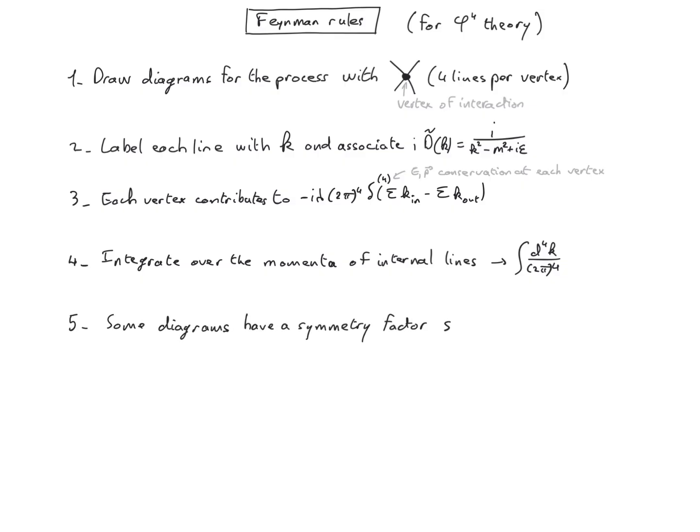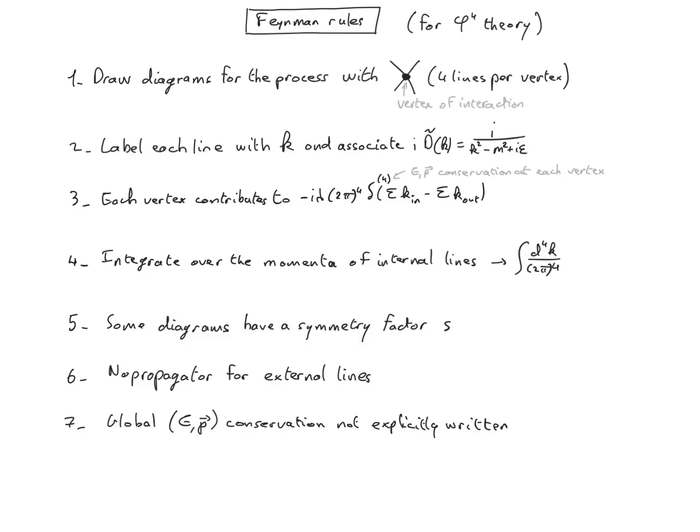The fifth rule is that some diagrams have a symmetry factor S, and that happens when we have different ways of connecting internal lines together to the vertices. The sixth rule is that we have no propagator for external lines, and that's because the external lines are only here to bring the particles to the collision point or the interaction, and they are not part of the interaction itself. And usually when, for instance, we are interested in a collision process, we don't take into account the external lines.